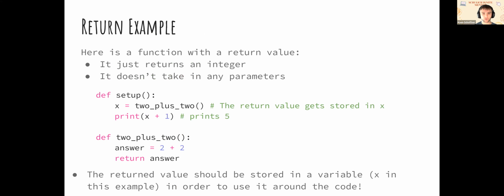This is just an example. Here's a function that returns an integer value. This function just returns 2 plus 2. When this function is called, we set this variable answer equal to 2 plus 2, and then we return our answer. We know that's 4. Then inside of our setup function, we're saying x is equal to 2 plus 2. It returns 4, and then we print x plus 1, which is 4 plus 1, which is going to print 5.